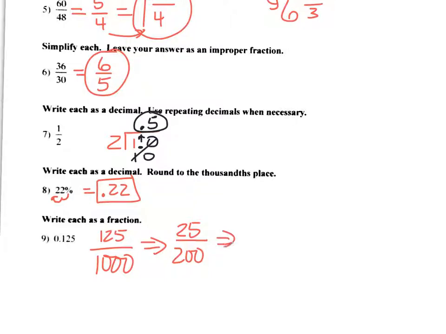Now I'm going to do 5 again. 5 goes into 25, 5 times. 5 goes into 200, 40 times. Then I reduce that. 5 goes into 5 once. 5 goes into 40, 8. So then there's my fraction. And again, we'll do this on the calculator as well. But skills you have to be able to do both with and without a calculator.